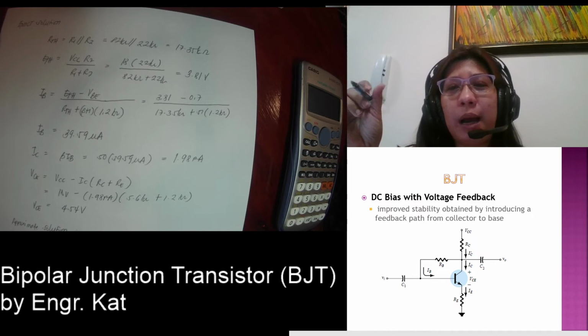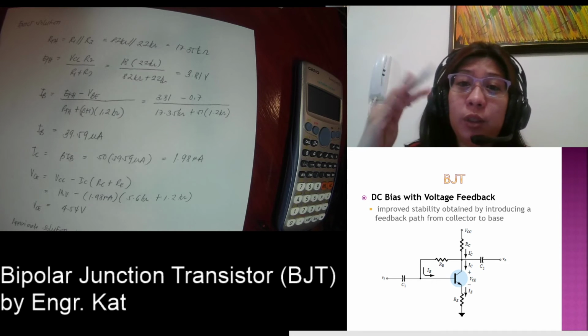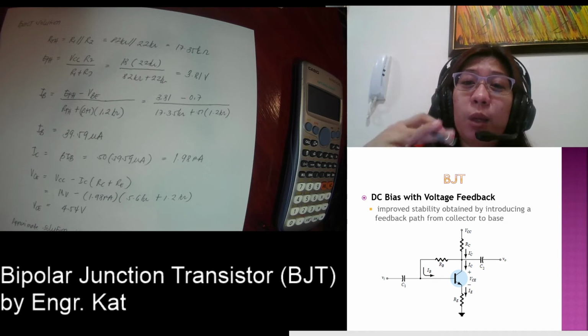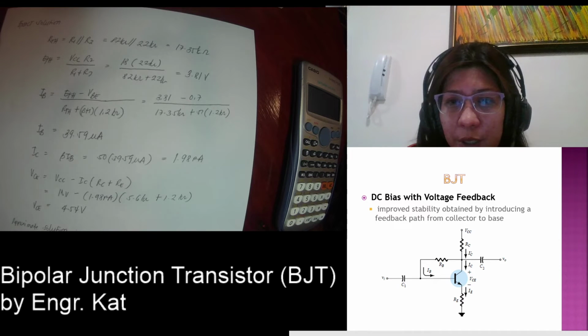When you say feedback, it is somewhat a connection connecting your output terminal to the input terminal. So what is the output terminal for common emitter? So this is still common emitter. Look at the configuration, look at the circuit.